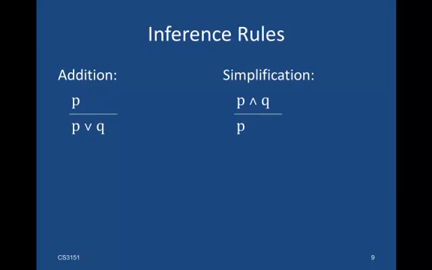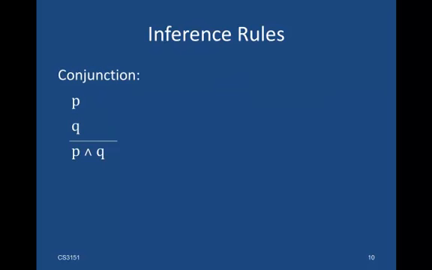The simplification says that if P and Q holds, then P holds as well. For example, if I know that variable A is equal to 2 and variable B is equal to 3, then obviously we can conclude that variable A is equal to 2. The last two inference rules to look at are the conjunction, and then we'll look at the resolution.